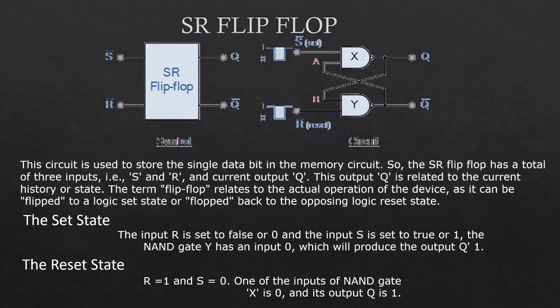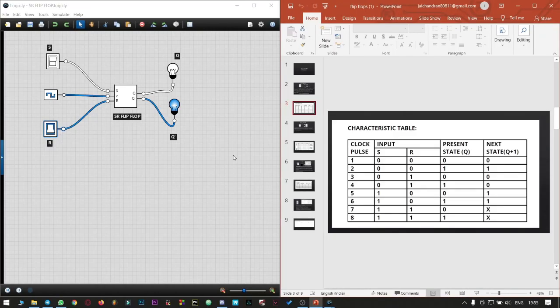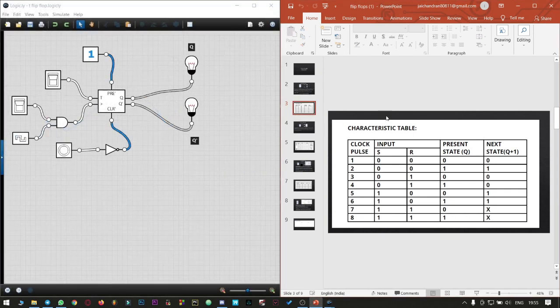Now let's take a look at the simulation for the SR flip-flop. Here we have the simulation for the SR flip-flop, which includes two switches, a clock pulse, and obviously the SR flip-flop, and the two outputs Q and Q dash. We have two bulbs indicating the state of the output. So that's the simulation for the SR flip-flop. Now let's move on to the next flip-flop.